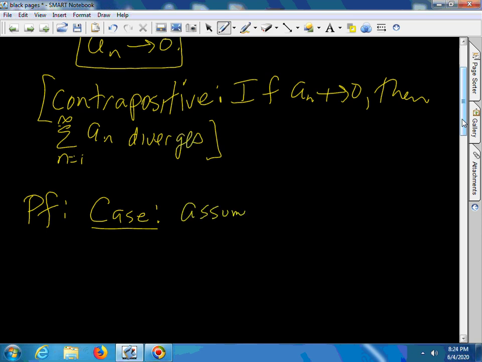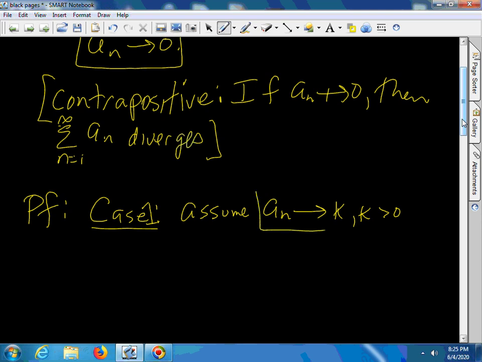Assume that a sub n goes to k, where k is greater than 0. I'm not going to prove the case where k is less than 0. It's going to be very similar. Case 1. Okay, so k is not 0, but it's positive. And we want to prove that the summation diverges.